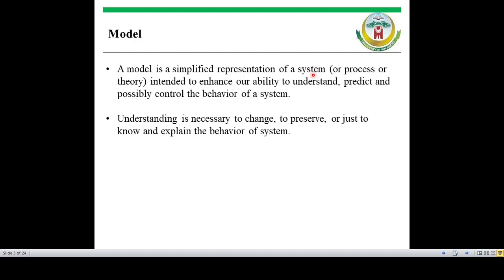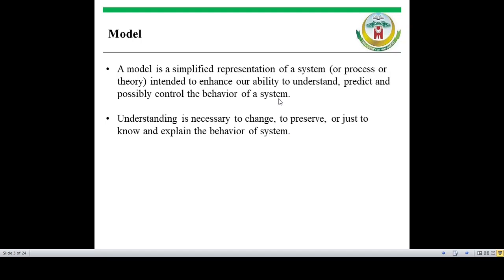And now we come to the model. A model is a representation, a simplified representation. This is important, that a model will be a simplified representation of a system. A model is a simplified representation of a system or process or theory intended to enhance our ability to understand, predict, and possibly control the behavior of a system. Now this is important, that the model is actually a representation of a system. This is not a system, it is a representation of a system.